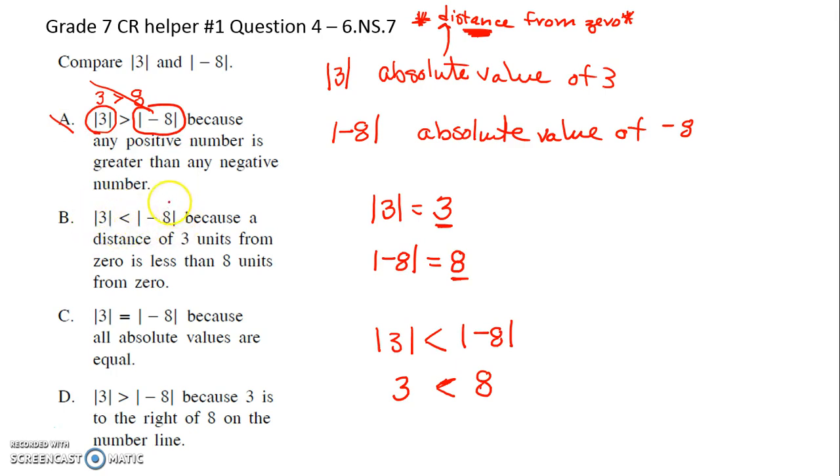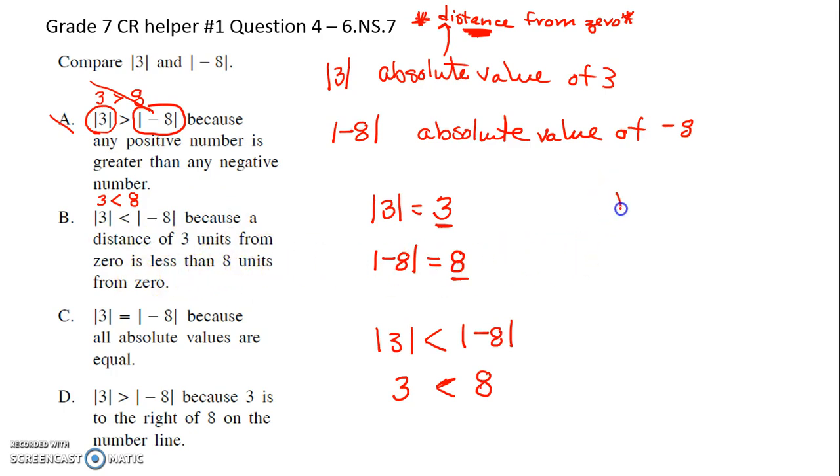So let's see. Absolute value of 3 is less than absolute value of -8. Well, let's just double check. Absolute value of 3 is 3. Is that less than absolute value of -8, which would be an 8? And you notice once we do that, we no longer write these straight lines down. We no longer write our absolute value symbols once we actually evaluate it, because a distance of 3 units from 0 is less than 8 units from 0.